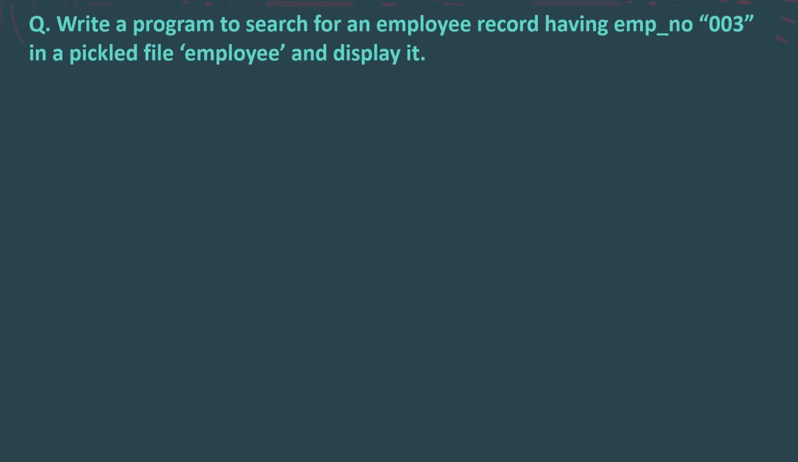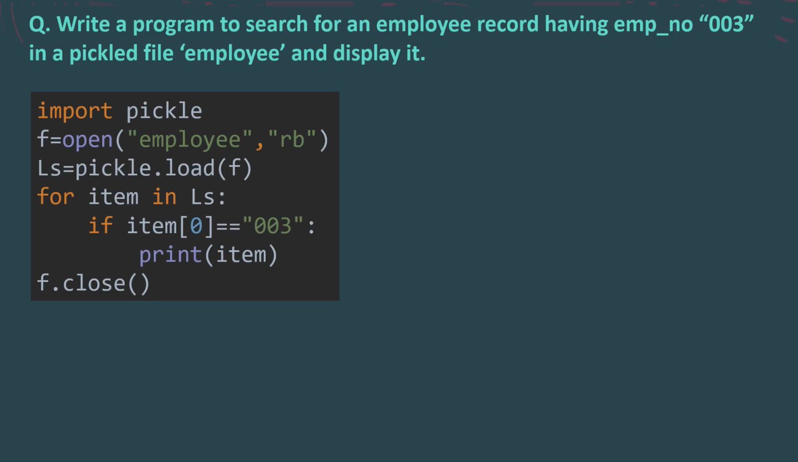Now write a program to search for an employee record having EMP number 003 in a pickled file employee and display it. So what we will do, we will read the pickle file employee and search whether it has any employee number 003. If it does, then it has to display that record. For that, first of all, you have to import the pickle module, then open the pickled file in read mode. Here the pickle file name is employee, and it has to be opened in read mode. Then you have to use the load function to load the content of the pickled file. Within that you pass the file object, and the returned value is stored in a variable ls. Here ls is your data object, which is nothing but the nested list storing the information about the employees. Now we will iterate through all the items present in this list.